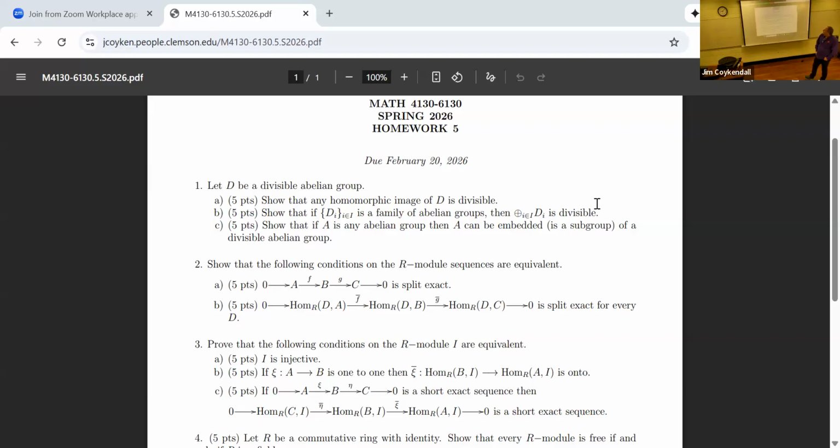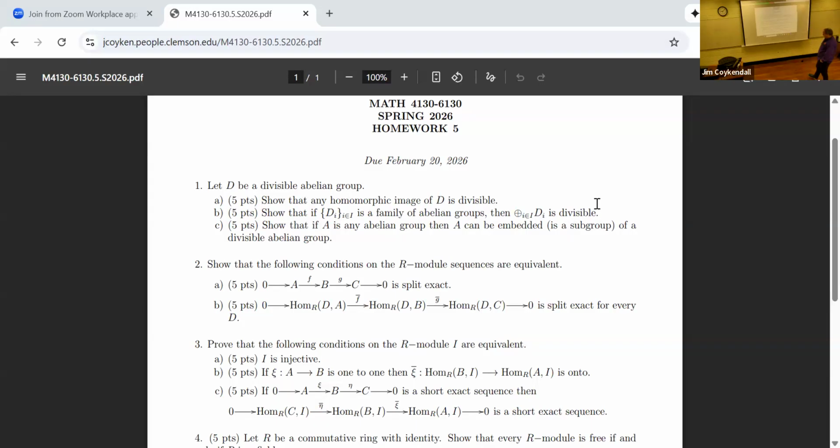Number A, show that if you have a divisible group, any homomorphic image of a divisible group is divisible. Number B, show that if you have a family of abelian groups, oh, I didn't even write it. This should be a family of divisible abelian groups. Otherwise, this is poppycock. Each one of these D_i are divisible. Then the direct sum is divisible. And show that if A is any abelian group, then A can be realized as a subgroup of a divisible abelian group. So any abelian group can be put inside a divisible abelian group.